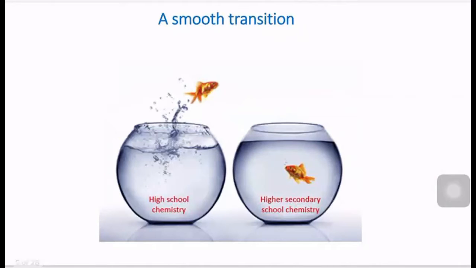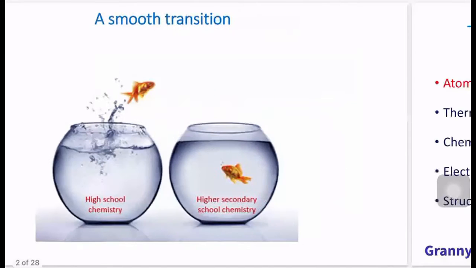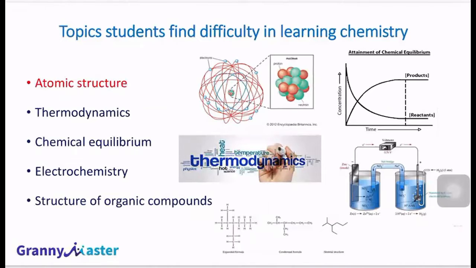The major objective of this webinar is to help students who have completed their high school to smoothly adapt to higher secondary school level chemistry. I used to get feedback from students when they enter about the difficulties that they face in understanding the following topics: atomic structure, thermodynamics, chemical equilibrium, electrochemistry, and structure of organic compounds.